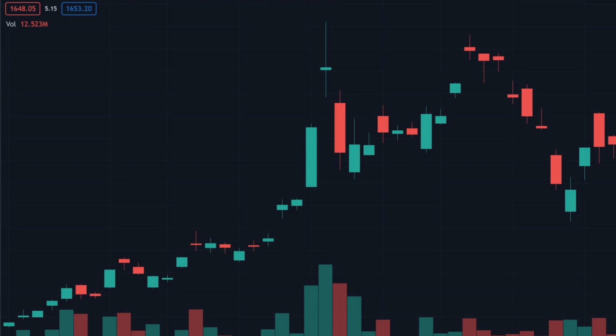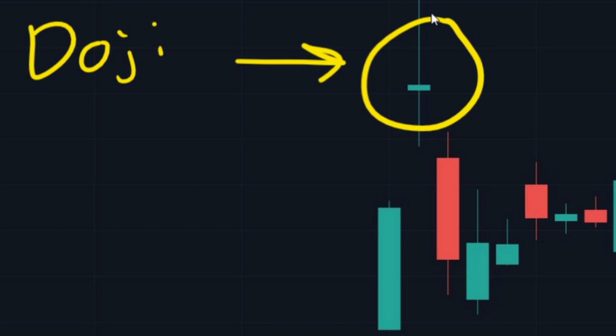In today's video, we will be looking at the Doji Candlestick, and this right here is an example of a doji. So if you want to learn what they look like and why they are so important in trading, stick around, and without further ado, let's jump right into the video.